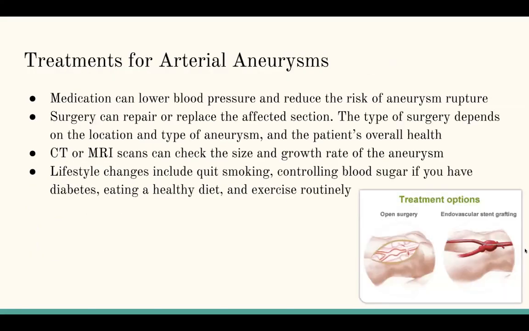Treatments for arterial aneurysms. Medication can lower blood pressure and reduce the risk of aneurysm rupture. Surgery can repair or replace the affected section. The type of surgery depends on the location and type of aneurysm and the patient's overall health. CT or MRI scans can check the size and growth rate of the aneurysm.